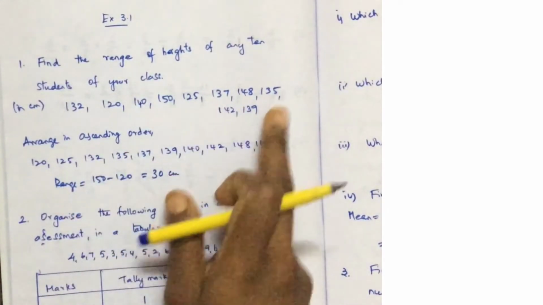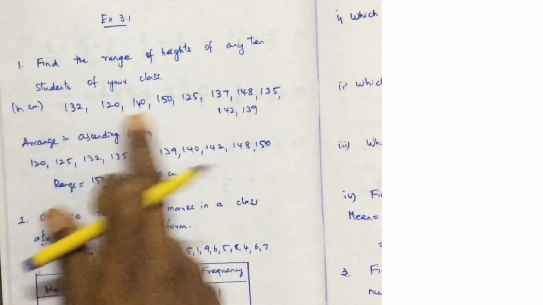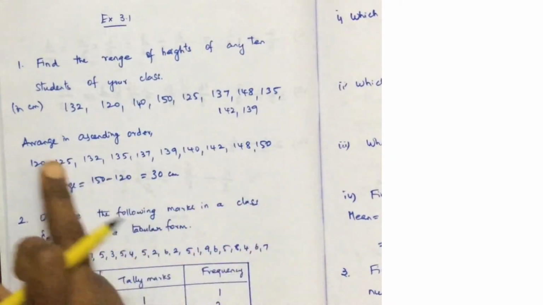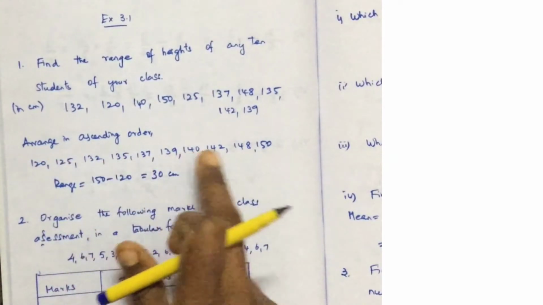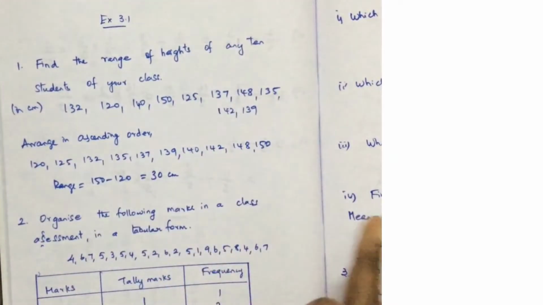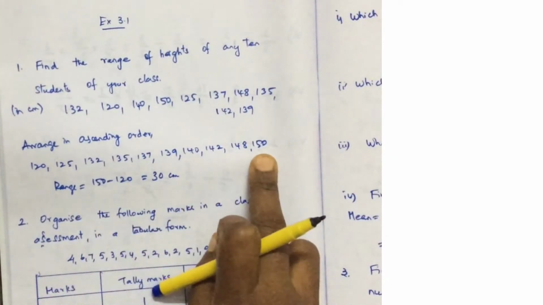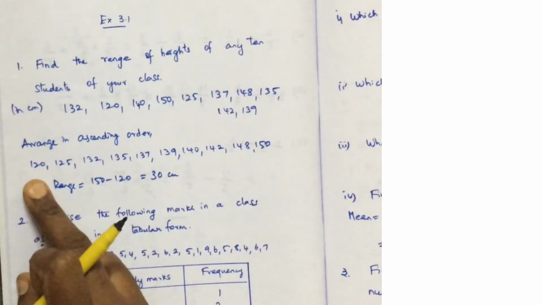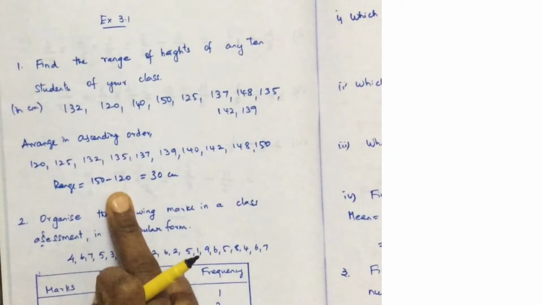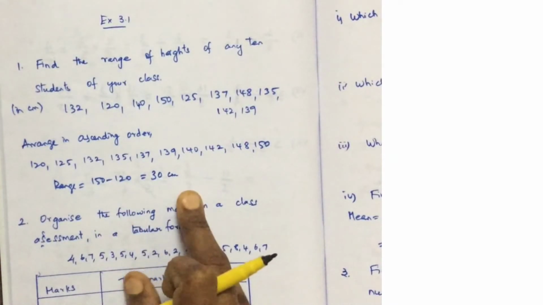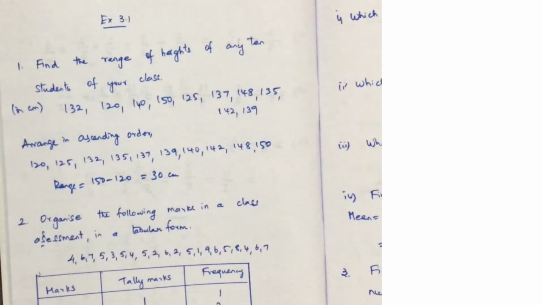So rearrange the data in increasing order. Check if the number of entries is correct: 1, 2, 3, 4, 5, 6, 7, 8, 9, 10. Now, the highest is 150 and the lowest is 120. So 150 minus 120 is 30 centimeters. So the range is 30 centimeters.